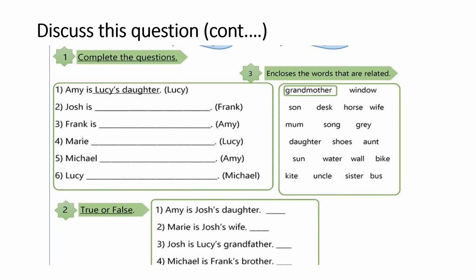Yes, that completes the question. So number one, Amy is Lucy's daughter. Right? Okay. And the second, true or false? True or false? Okay. And number 3, enclose the words that are related.